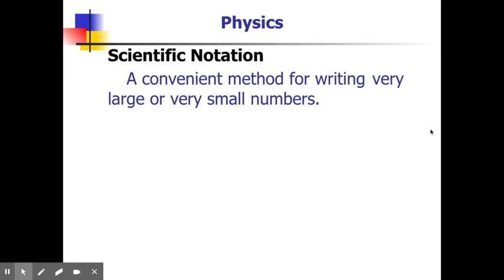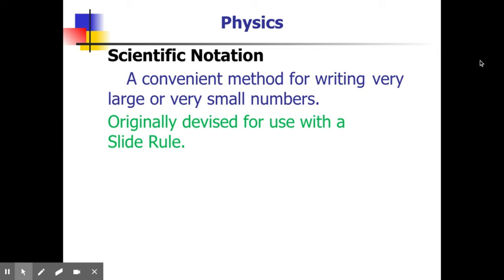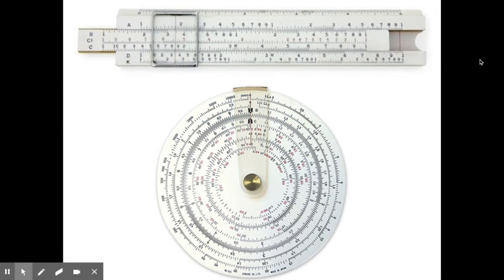Scientific notation is a convenient method for writing very large or very small numbers. It was originally devised for use with a slide rule. And believe it or not, these things really did work. In fact, I took the class in 1971, how to use a slide rule, because I was headed towards science classes. They really work. You convert numbers to scientific notation, and then you can add, subtract, multiply, and divide by simply lining up the slides.